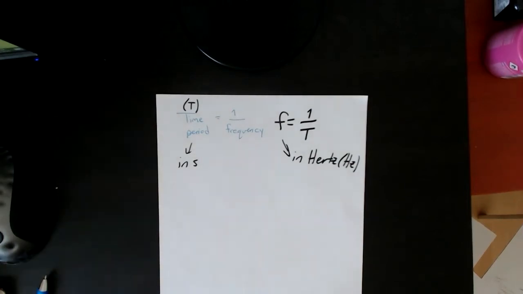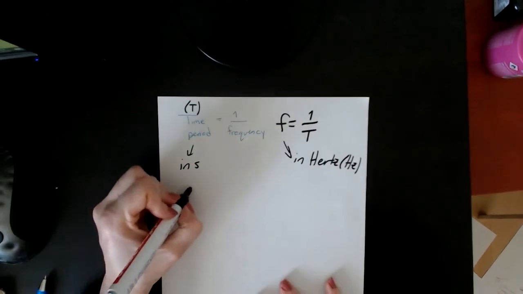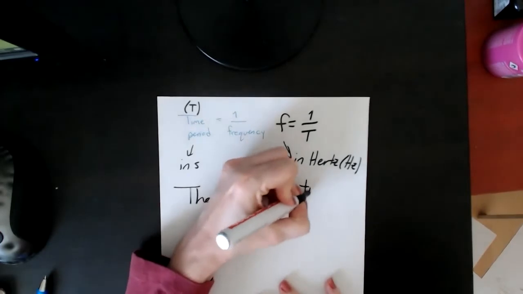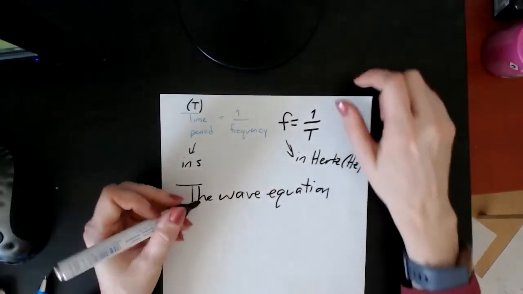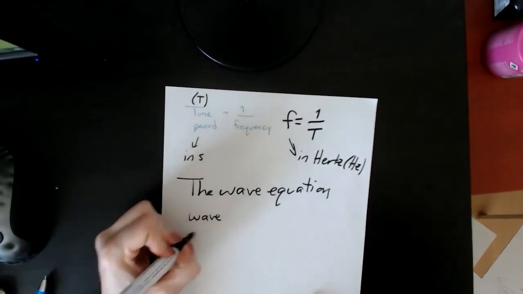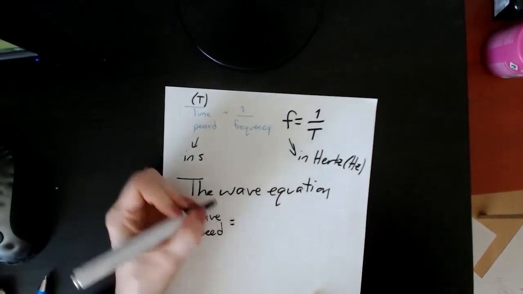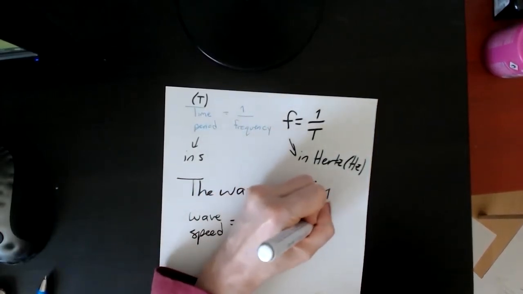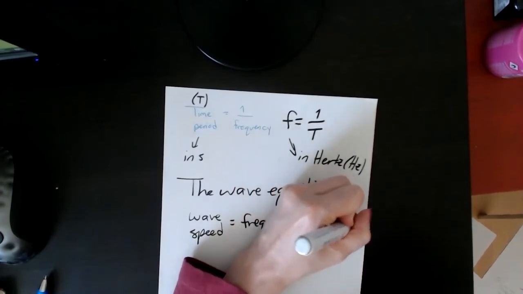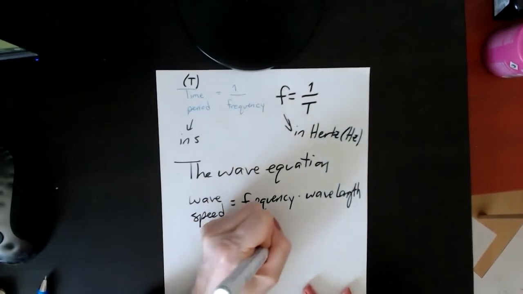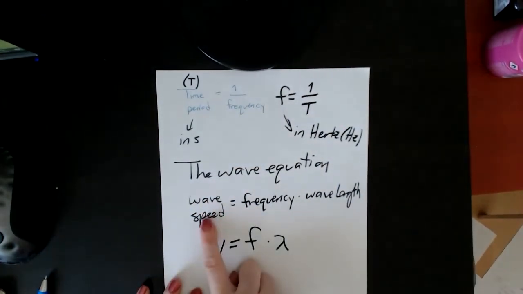The other equation is just called the wave equation, and this one you do need to have memorized. The speed of a wave, so the velocity of a wave, the wave speed, is always equal to the frequency times the wavelength. In letters, it's abbreviated like this: v for speed, f for frequency, and lambda for the wavelength.